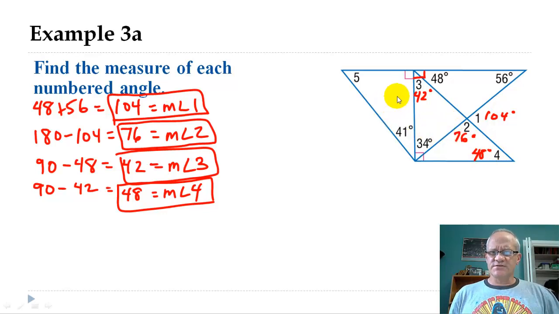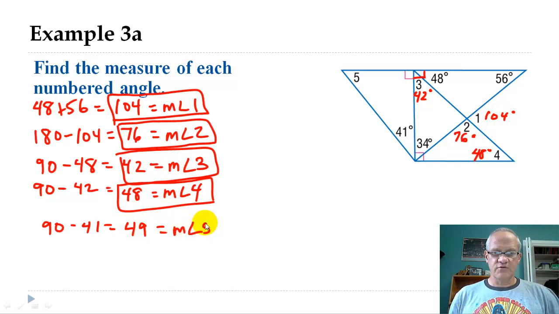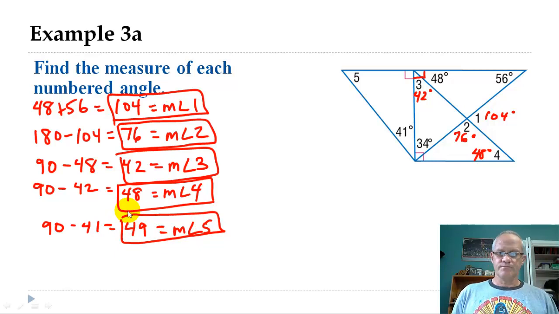And then lastly, if you look at this, we've got angle 5 over here. Here's a right triangle again. So angle 5 and 41 degrees together should make up 90. So if I take 90 and subtract out 41, I should get angle 5. In that case, that's 49 degrees, which is the measure of angle 5. Okay? And so 49 degrees up here.